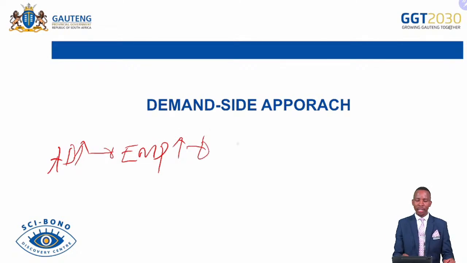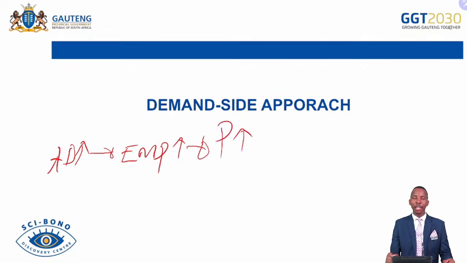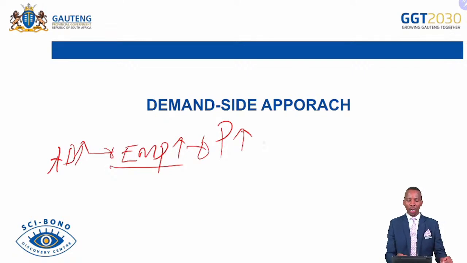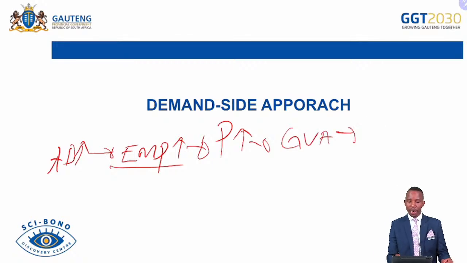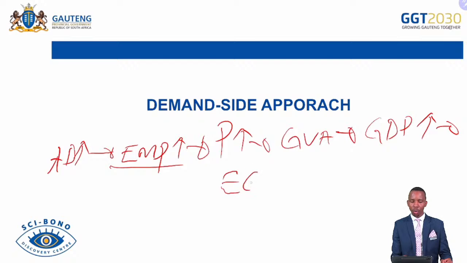Because of that, there will be more production in the economy if more of the labor force is being utilized. More production will simply mean increased gross value added. With more gross value added in the economy, what will happen? The GDP of the country will increase, and because of that, we come across economic growth. And we know that economic growth informs economic development.